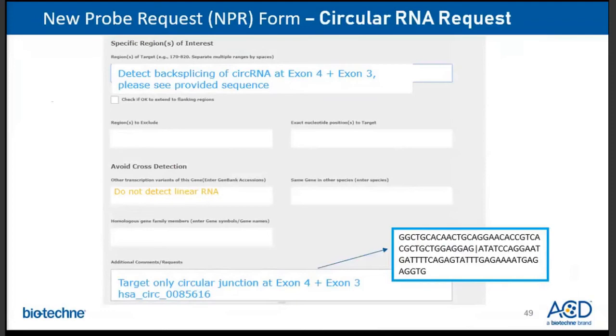And then the circular RNA ID also can be provided just for validation of your junction. But here is the sequence that's provided as well. So all this information is necessary for us to start the exon junction probe for the circular RNA. And again, this is found in our catalog as a circular RNA junction probe.